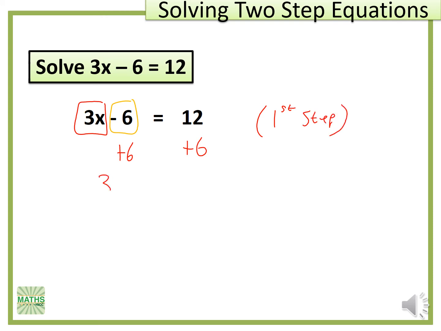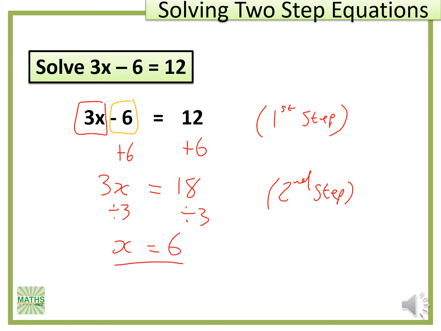So negative 6 add 6 gives me 0. So I have 3x equals 12 add 6, which is 18. That's our first step. Now the second step is we have 3 lots of x, but we want 1 lot of x. So I'm going to divide both sides by 3. And we get x equals 6. That is our final answer.